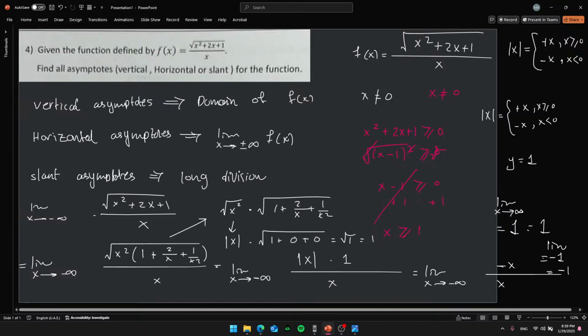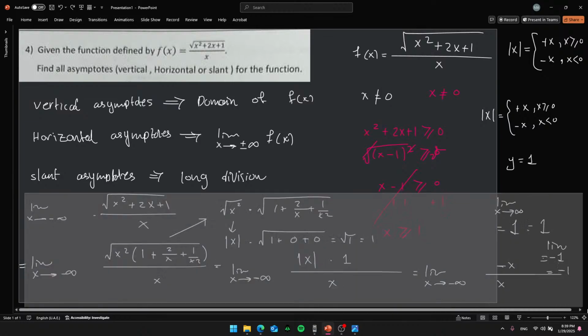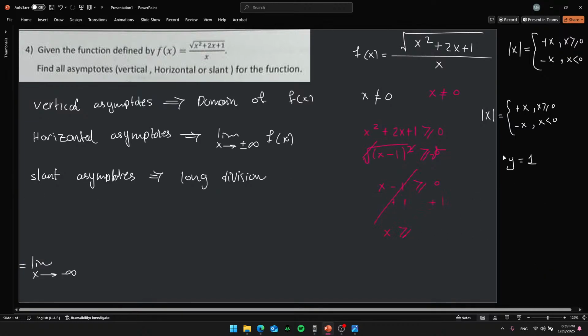So as we approach positive infinity, we got 1. And as we approach negative infinity, we got negative 1. So these are my horizontal asymptotes of this function: 1 and negative 1.